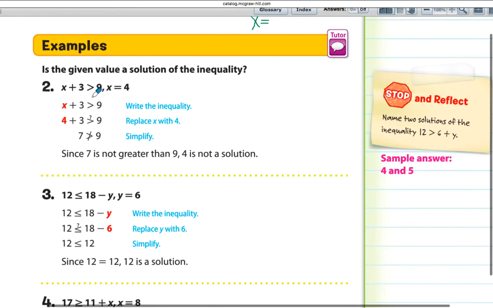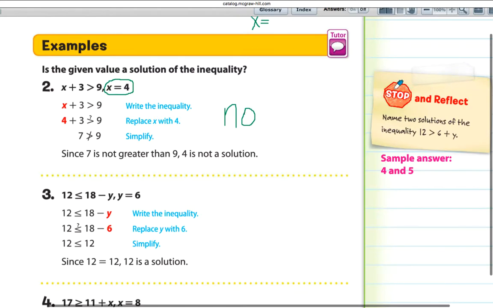x plus 3 is greater than 9. And they want us to determine whether or not 4 is a solution. So I want to try this out right here to see if it works. So if we replace the x with a 4, we get 4 plus 3, and that's 7. Is 7 greater than 9? No. So that means 4 cannot be x. So it has to be something different. So we just answer this with a no.